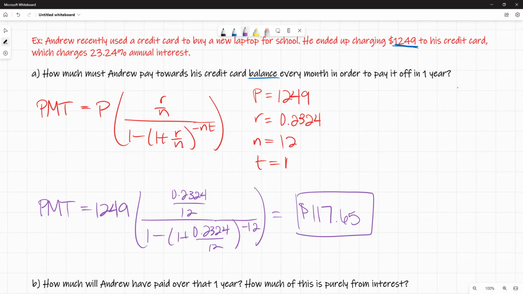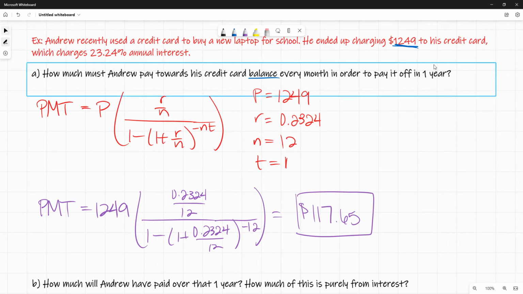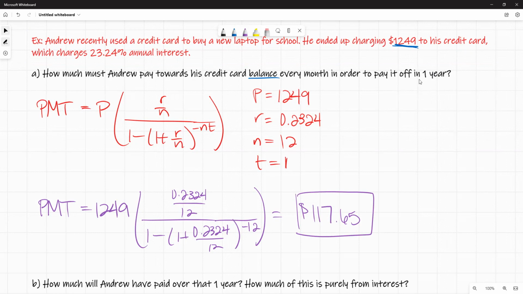Instead of having to spend $1,249 right there, you can go ahead and take it with you as long as you promise to pay. And the funny thing about credit cards is that there's no time limit. They never tell you you have to pay this off in 1 year. They just tell you this is how much you have to pay. And so here, if Andrew wants to finish this off in 1 year, this is how much he'll need to pay.